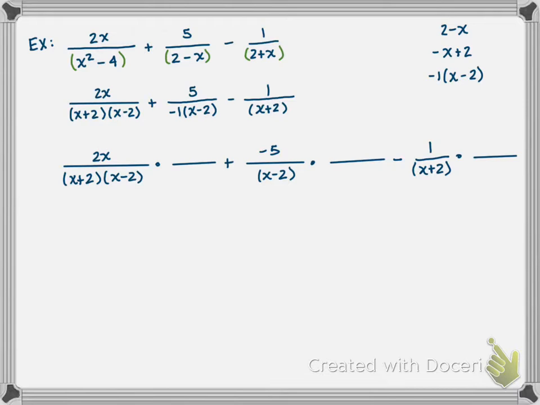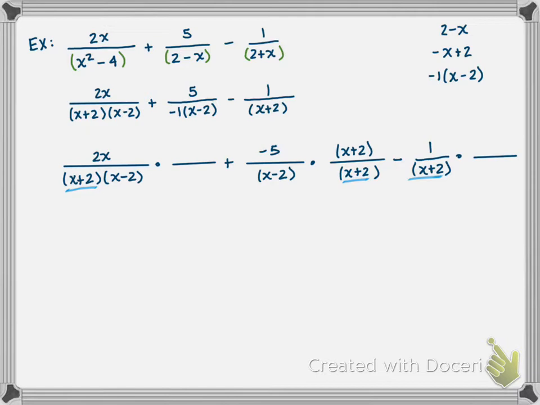Right? So we're just taking the idea that a negative divided by a positive is the same as a positive divided by a negative. So 5 divided by negative x minus 2 is the same as negative 5 divided by positive x minus 2. So now, does everybody have a factor of x plus 2? Who's missing it? Yep, the middle term does not have a factor of x plus 2, so we're going to multiply by x plus 2 over x plus 2.